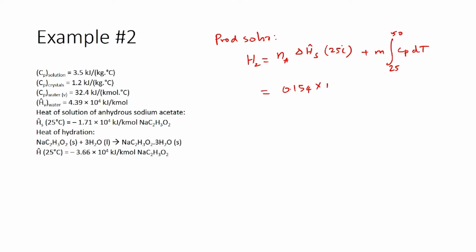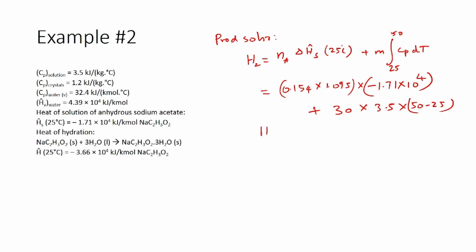0.154 times 1.095, which is the number of moles of sodium acetate in the product solution, times the heat of solution, which is minus 1.71 times 10 power 4, plus 30 times 3.5 times 50 minus 25. So, 30 is the mass of the product solution leaving the system. So, this will give you a value of H2 equals minus 259 kilojoules per hour.